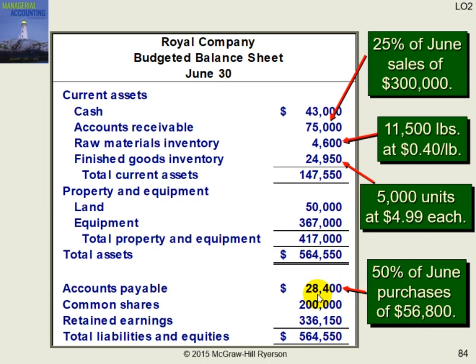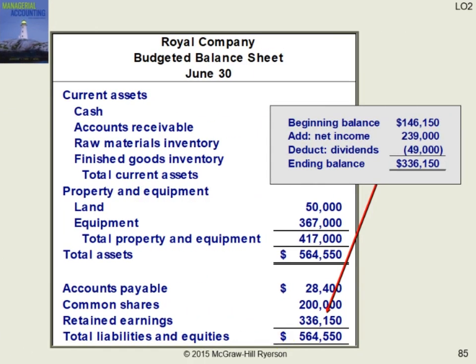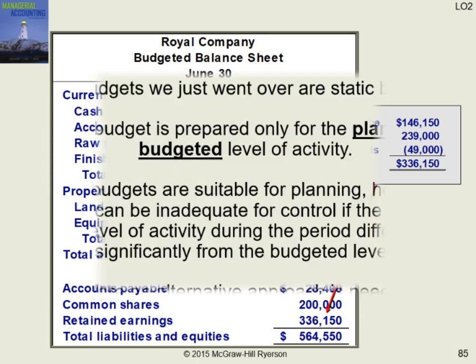You can go back and check if you want, but it's 50% of the June purchase of $56,800 that haven't been paid yet. The common shares didn't change. Retained earnings, we will see in the next slide, is the beginning balance of 146 plus the income of 239 minus the dividend that we paid according to the cash budget, giving us an ending balance of 336,150. And as accountants, we're happy that the balance sheet actually balances.